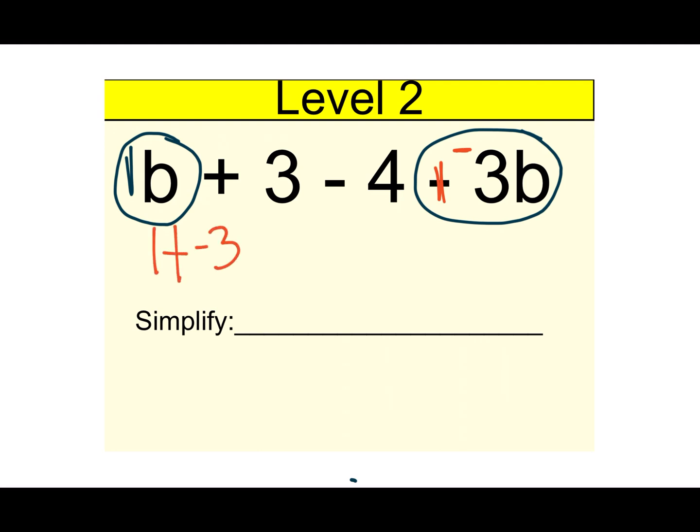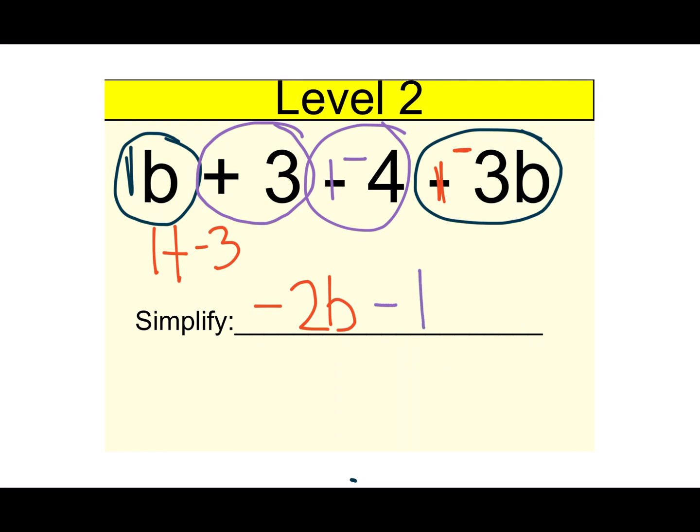Well, it is negative 2. Next, I'm going to look at my constants. I have a plus 3 and a minus 4. Okay, let's do the sign trick again. 3 plus a negative 4 is minus 1, or you could have put plus a negative 1. Either one of those works in this case.